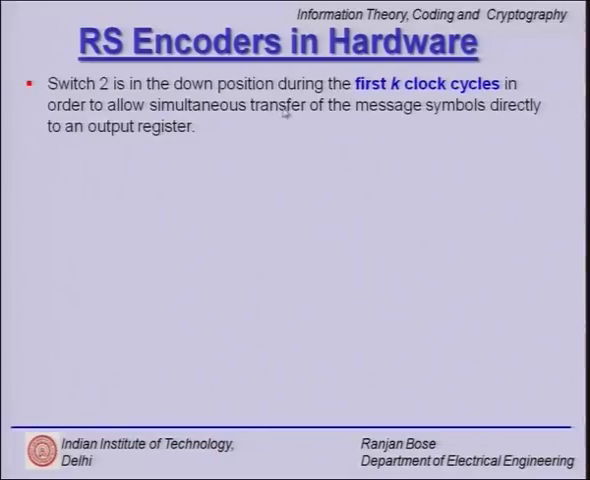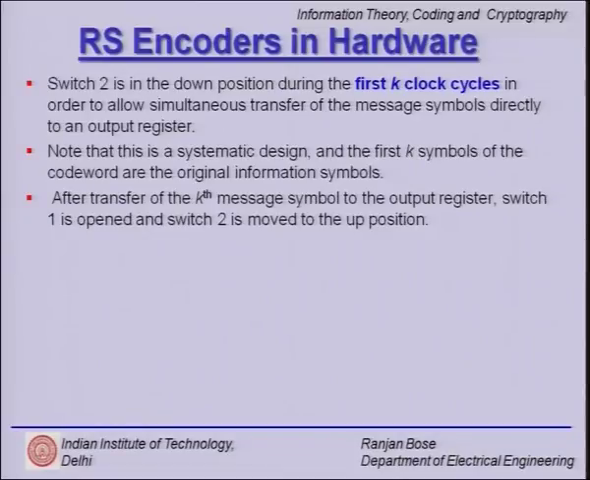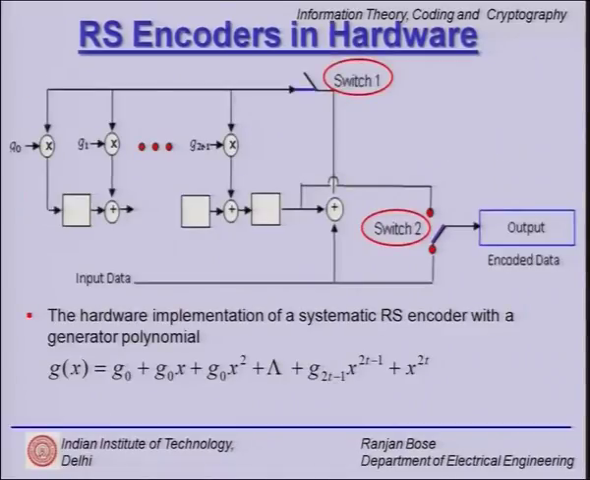Now, switch 2 is down for the first k clock cycles, allowing the simultaneous transfer of the message symbol directly into the output register, leading to the systematic Reed-Solomon code. Okay. After the transfer of the kth message symbol to the output register, switch 1 is opened and switch 2 is moved to the up position. So, what we do is, after this k symbol, switch 2 is moved to the up position, because we would like to read out what is present in this shift register, right, and this one is opened. So, no more further changes will be happening.